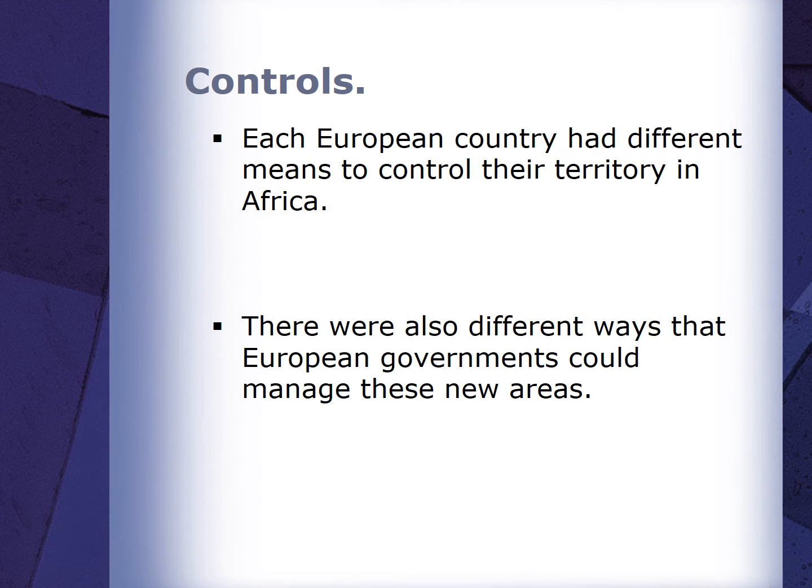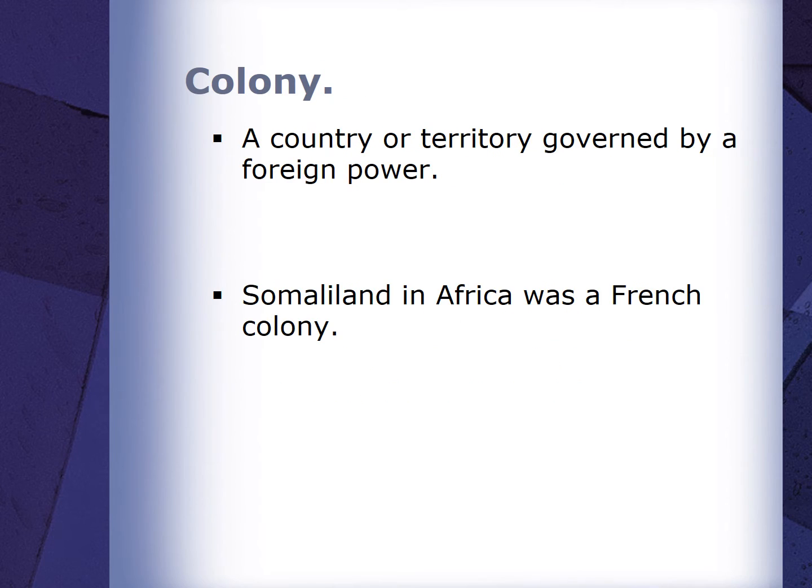All right, so like we said, we're going to talk about some of the different controls that Europe and places around the world used to control new areas they were gaining. Each European country had different means to control their territory in Africa, and there were also different ways that European governments could manage these new areas. First off, colony: a country or a territory governed by a foreign power is a colony. An example of this would be Somaliland in Africa, which was a French colony.